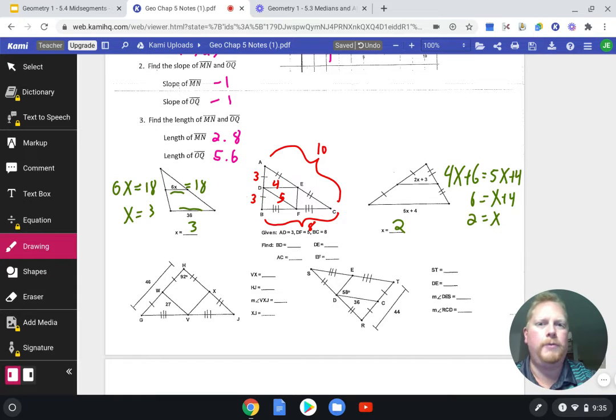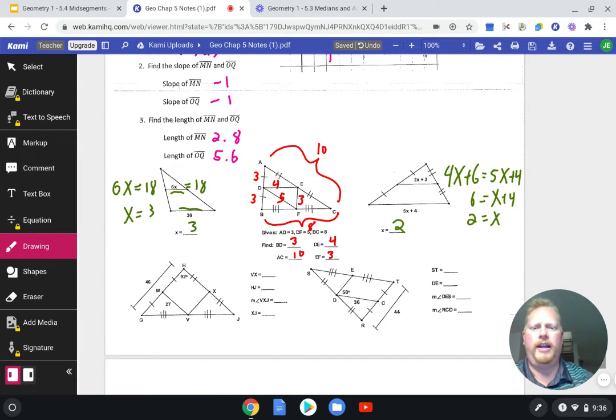So let's see how many problems we've actually solved already. So BD, yep, we knew that. That's 3. DE is 4. AC is 10. And EF. Okay, so EF, we need to do a little bit of work on. Well, that's a midsegment. I know it's going to be half as much as the opposite side. So since AB is a combined length of 6, I know that EF has to be 3.